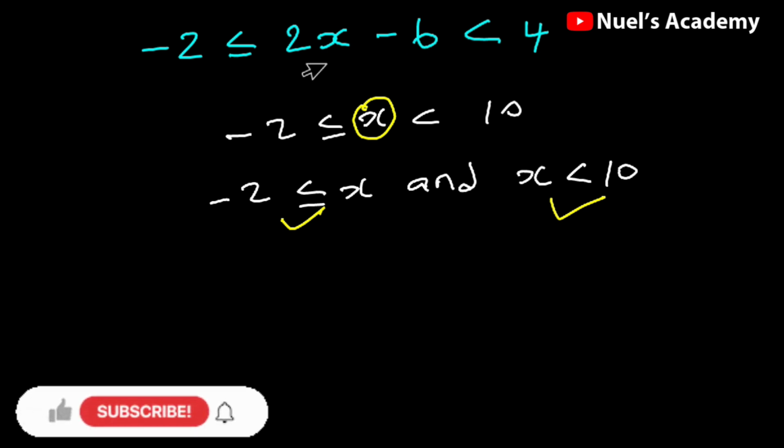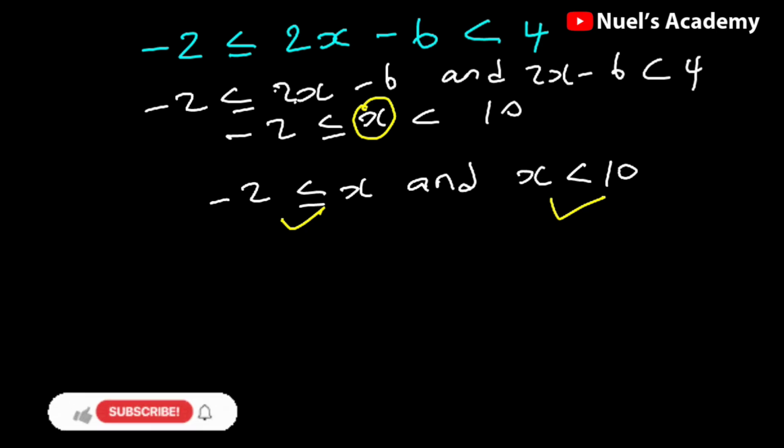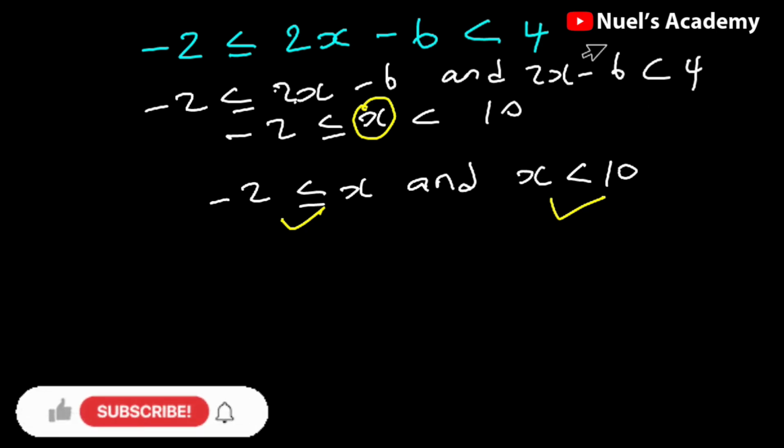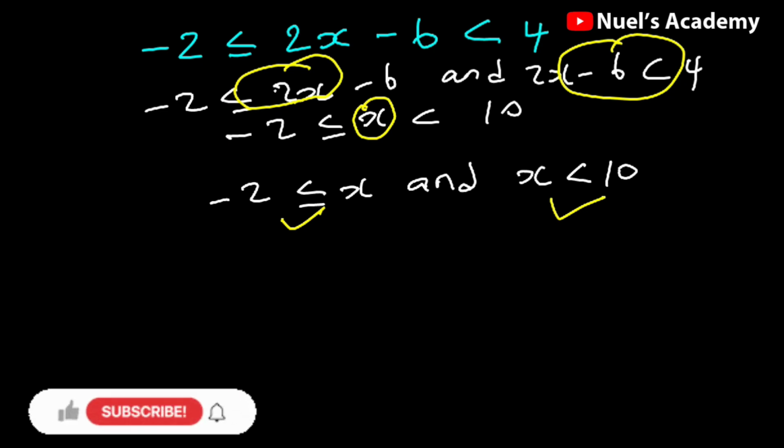We are going to split this question as negative 2 is less than or equal to 2x minus 6 and 2x minus 6 is less than 4. After splitting it like this, we are going to solve this part of the question and also this part of the inequality. And then afterwards, we are going to combine the answers and present them in interval notation and also on the number line. So let's go ahead and solve this question.